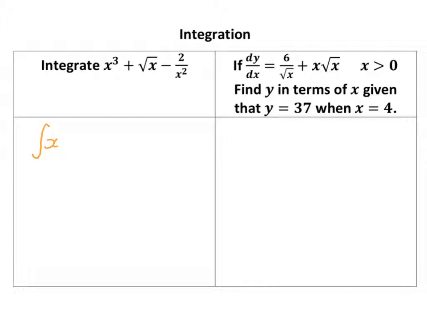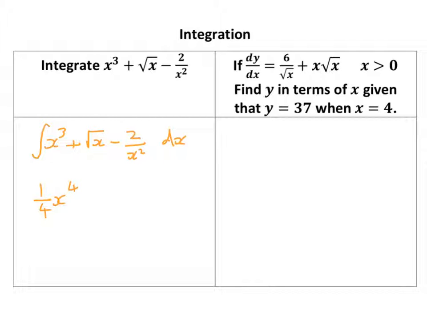So it's going to be root x minus 2 over x squared. Now, you'd normally have a dx there, which says it's the powers of x that change, so with respect to x. All right, so the x cubed should be nice and easy. That's just a quarter x to the power 4. So the power of x goes up by 1, and then you divide by that power as well.